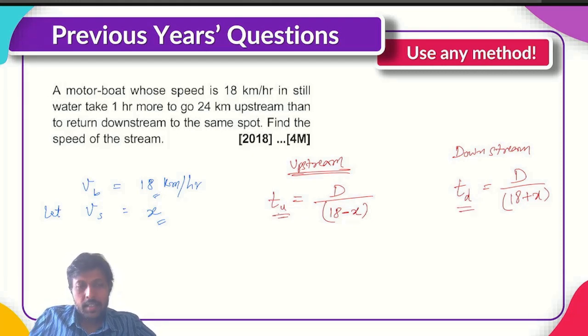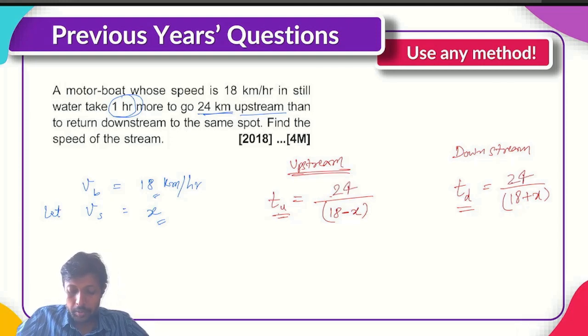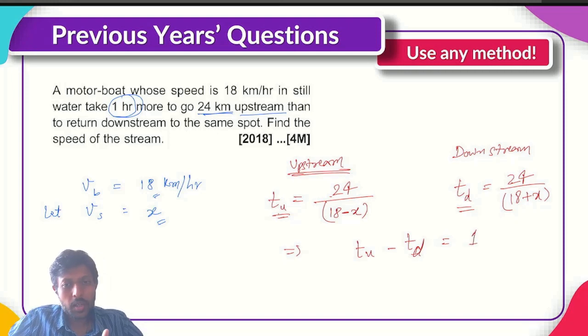So tu and td, the relation between these is given to me in the question. Even the distance d is given to us, so we are going to write 24 in place of d now. So tu minus td is given to us as 1 hour. So we're going to write it like this: tu minus td is equal to 1. This is given to us.